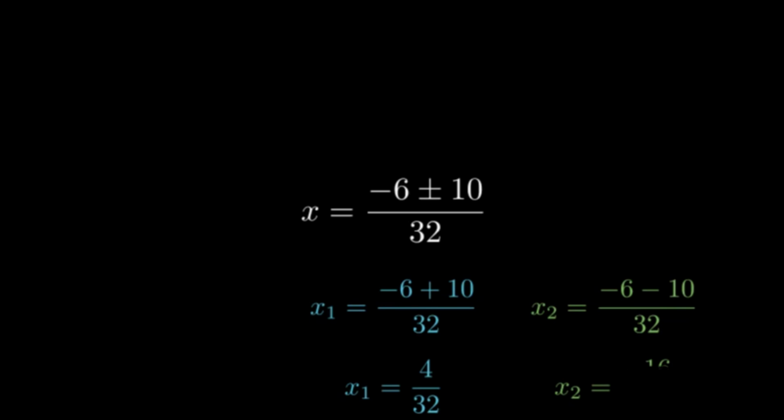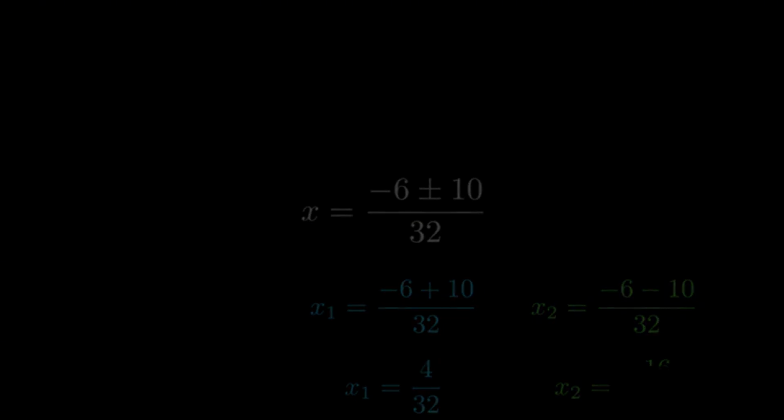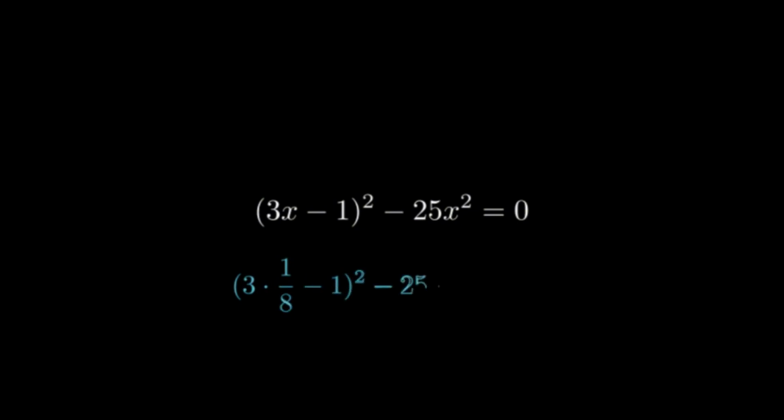Let's highlight both answers. To be absolutely certain these solutions are correct, we need to check them by substituting each value back into the original equation. This verification is an essential step in solving any equation. Let's recall our original quadratic equation, the quantity 3x minus 1 squared minus 25x squared equals 0. We'll first verify that x equals 1/8 satisfies this equation. We'll substitute x equals 1/8 into each part of the equation.